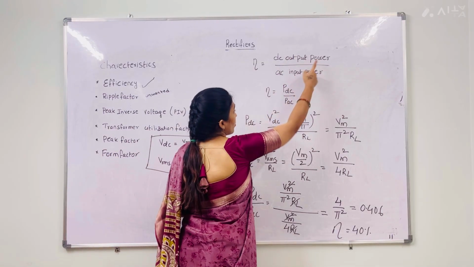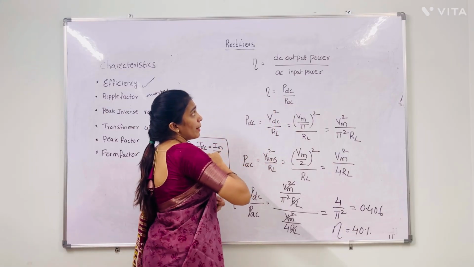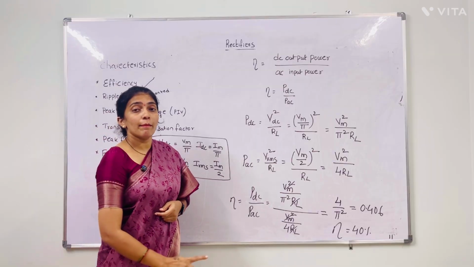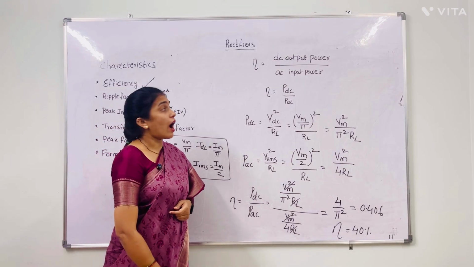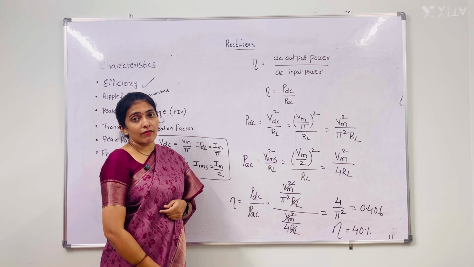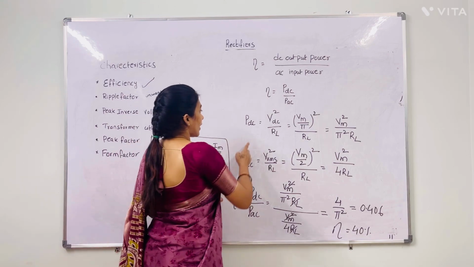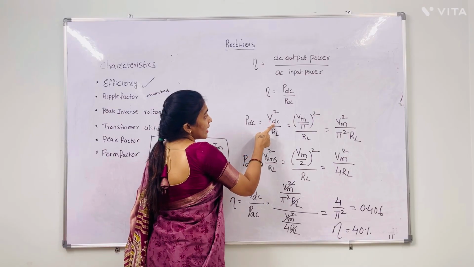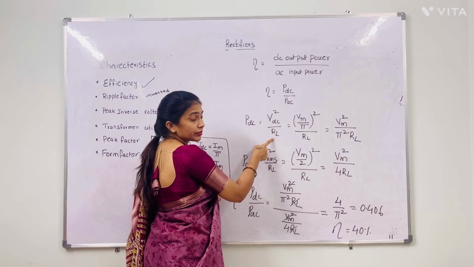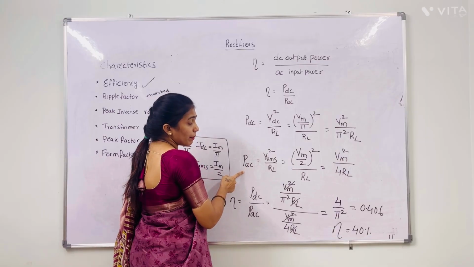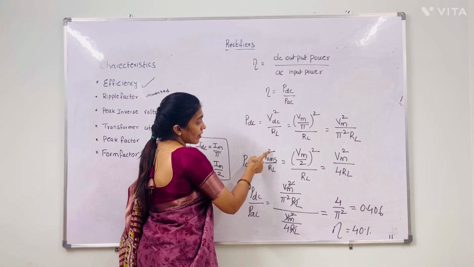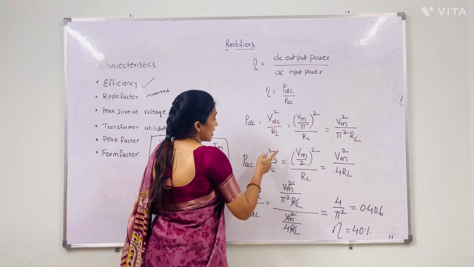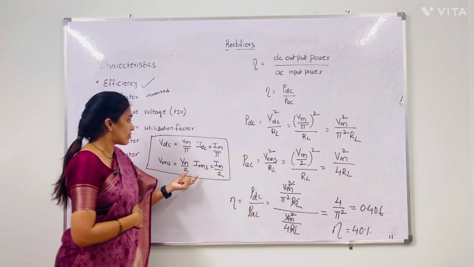Efficiency is the DC output power by the AC input power, that is PDC by PAC. The PDC formula is VDC square by RL, and the PAC formula is VRMS square by RL. Already we found out the VDC and VRMS values.